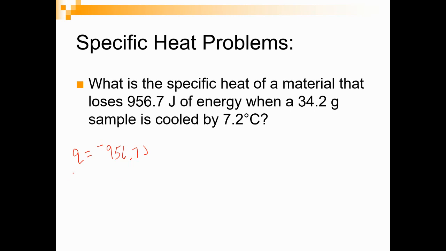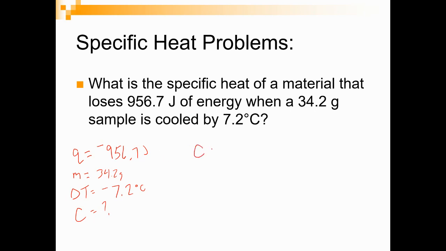The mass can never be negative. It's always positive, so 34.2 grams. Delta T, it says it's cooled by 7.2 degrees Celsius. Cooled means we're losing temperature. So again, that means the temperature is going down, so negative 7.2 degrees Celsius. And then what are we solving for? The specific heat. So we've got everything we need. If you forget one of the negatives, then you'll end up with the wrong sign in your answer. It won't make sense. C, specific heat, always has to be positive.